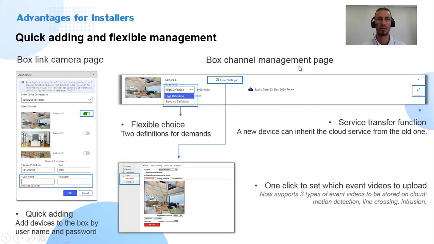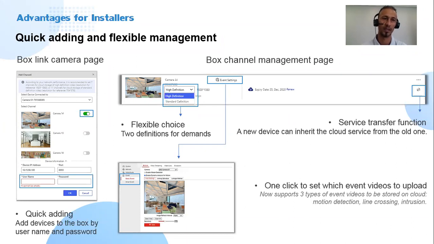Okay, so what are the advantages of this particular device itself? Right, so it's quick add and flexible management. Like I mentioned before, it's basically a plug and play device, right? You just need to add it to your HIK-Pro Connect. So it just has power and a physical LAN cable. Plug the LAN cable into your physical network, add the device to your HIK-Pro Connect, right?